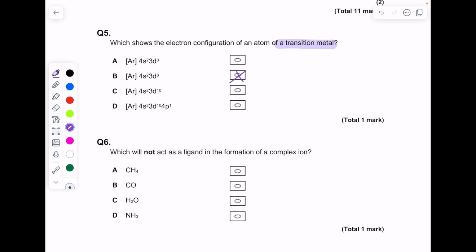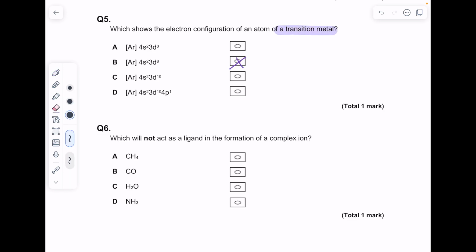Which will not act as a ligand in the formation of a complex ion. So remember, ligands need to be able to donate a lone pair in order to form a dative bond. So it's important you know the structure of these various substances. So obviously the answer here is methane, because it doesn't have a lone pair.